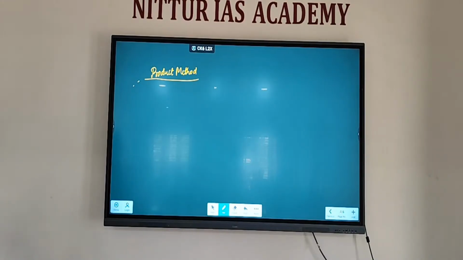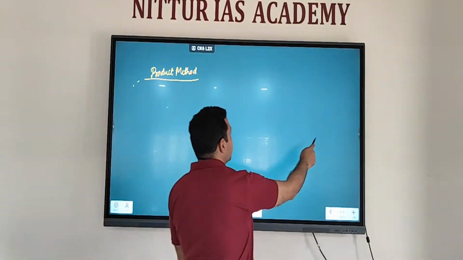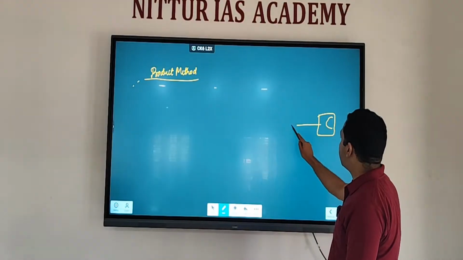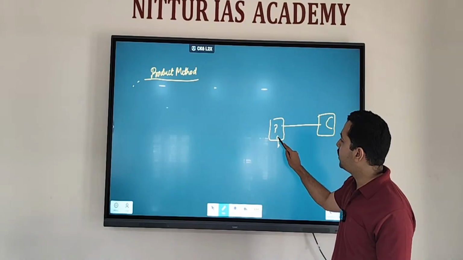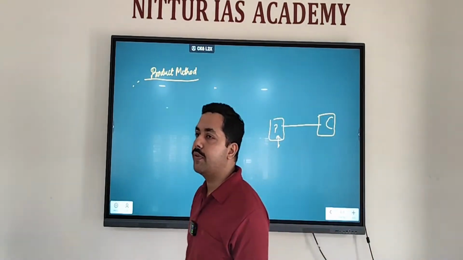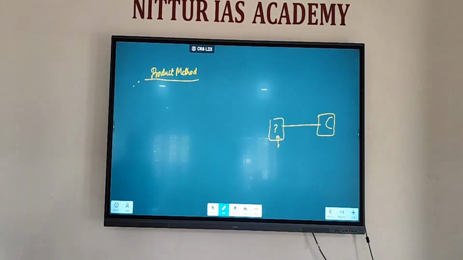So earlier we were trying to measure GDP from which side? From the consumer side. Now we are shifting towards the product method. So we are trying to measure the GDP from which side? From the producer side. Clear? Because who is producing the product? The producer is producing the product. So we are trying to measure things from the producer side.